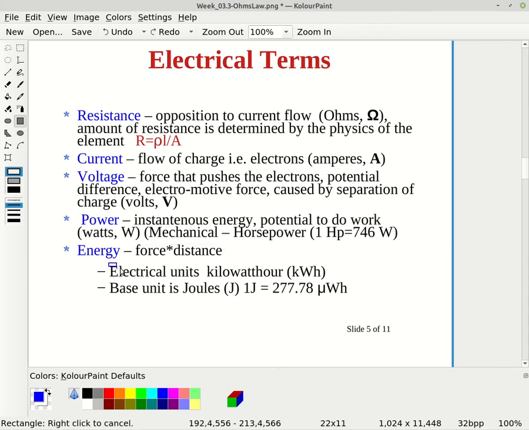And so officially the unit for energy or work is the joule. So again, capital J because it's named after a scientist. But when we're talking about electrical energy specifically, we usually talk about either the watt hour or 1,000 watt hours, the kilowatt hour. So 1 joule, just for reference, is basically 277 microwatt hours.